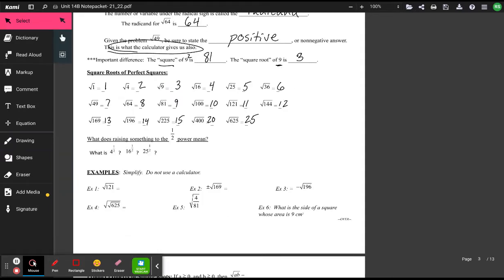All right, you can see the square roots that I have filled in for you. Square root of 1 is 1, square root of 4 is 2. I'm not going to go through all of those. You guys can fill in that table as needed.